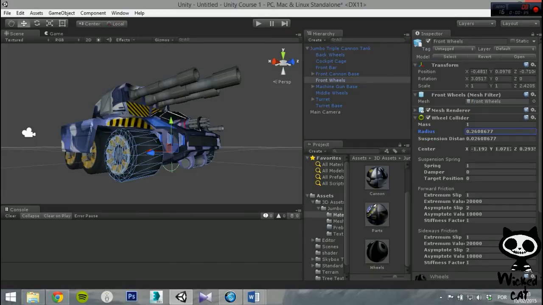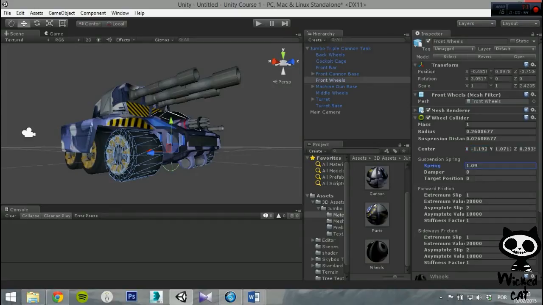The suspension distance is the maximum extension distance of wheel suspension. This is always measured on local space. Keep in mind that suspension always extends downwards on the y-axis. Next, you can define the center of the collider using coordinates for the 3-axis. These coordinates are set in local space.